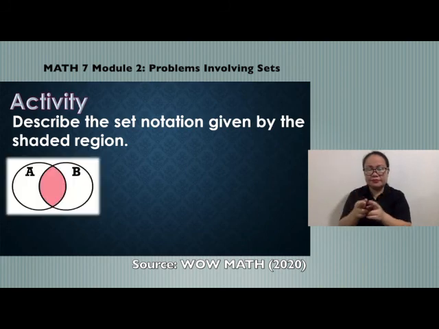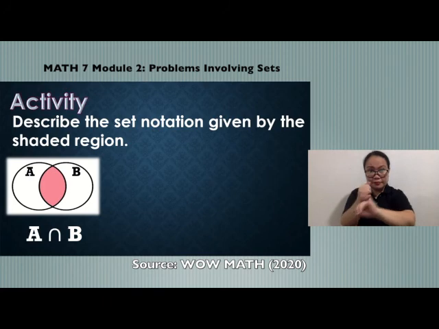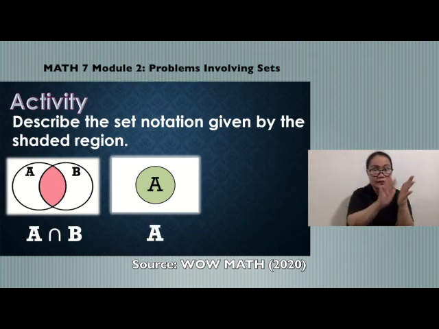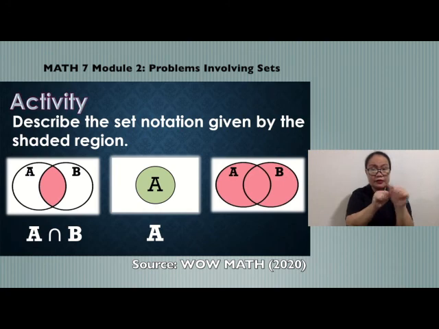Okay, let's have number 1. So, this is the intersection of A and B or set A and B. So, we all know that the intersection must always be at the center of two sets. So, nasa gitna, nasa pagitan. Okay? Next, so since A lang yung may shaded region, so this is A, set A. Now, this one, since both A and B are shaded, so ibig sabihin, this is A union B.